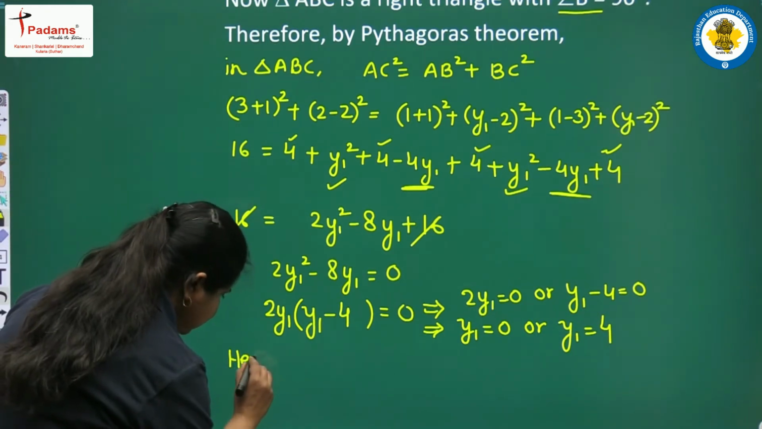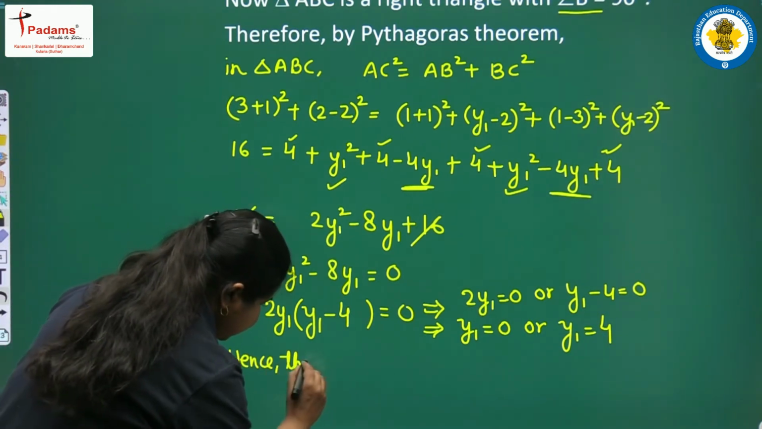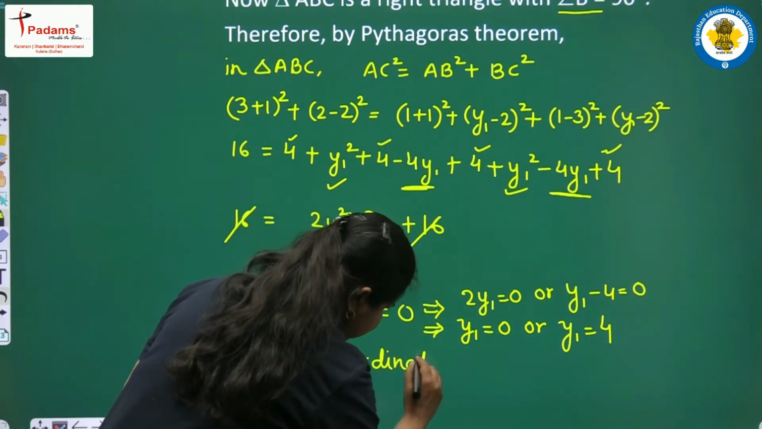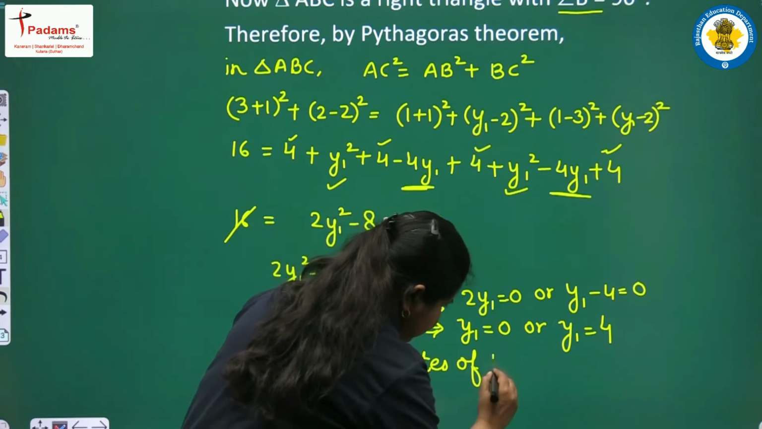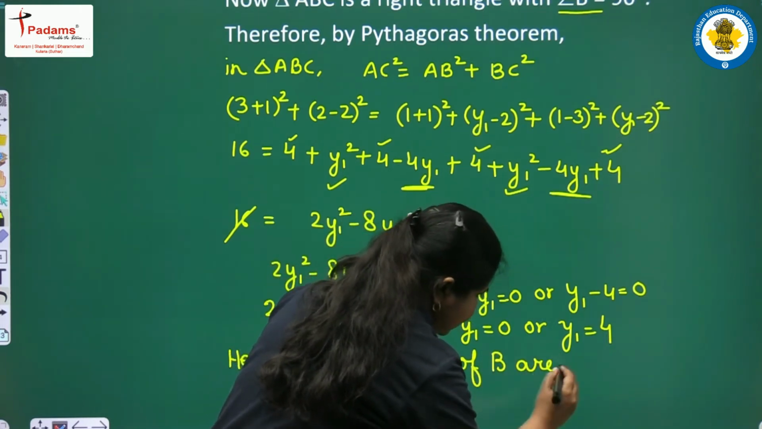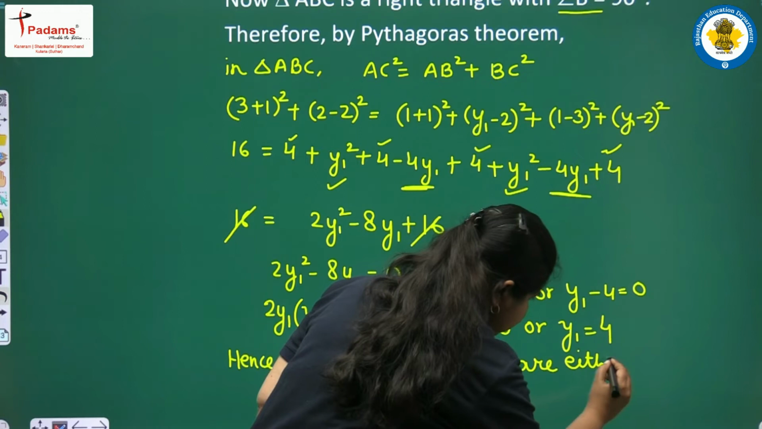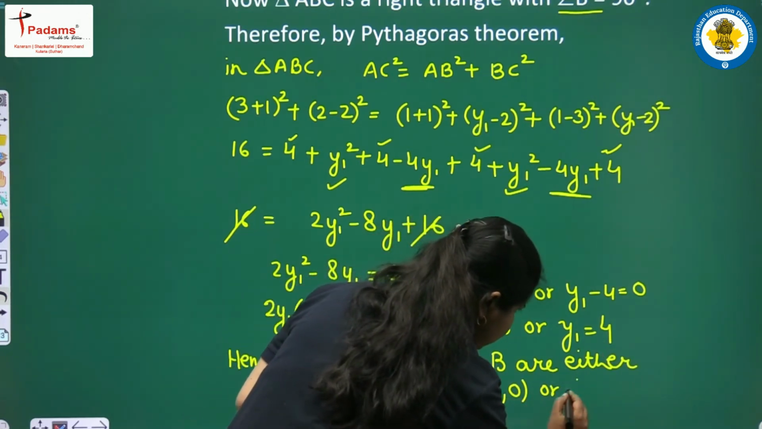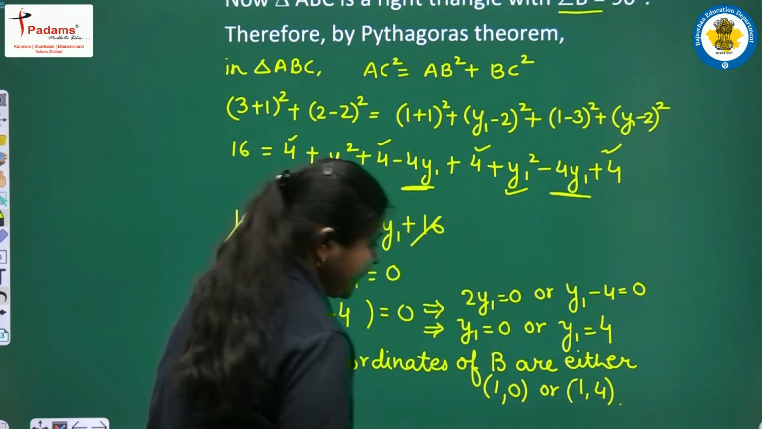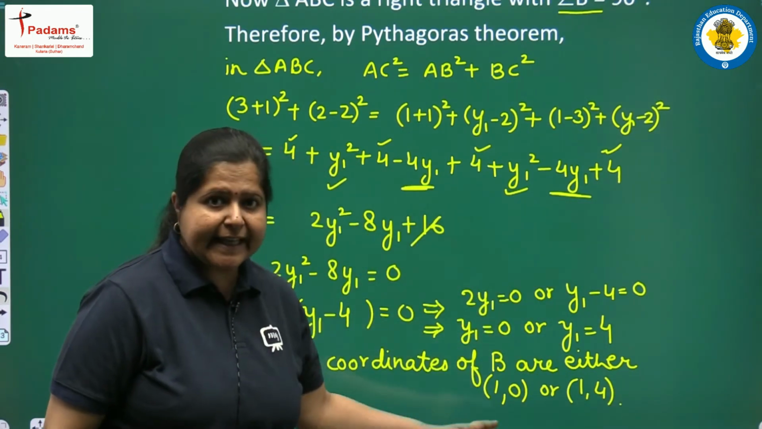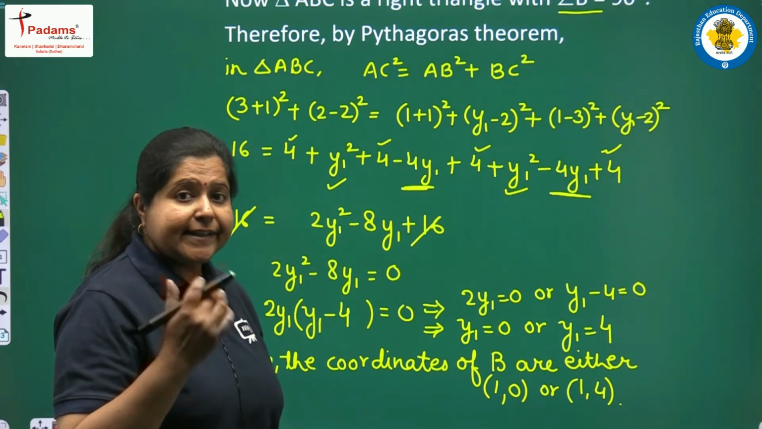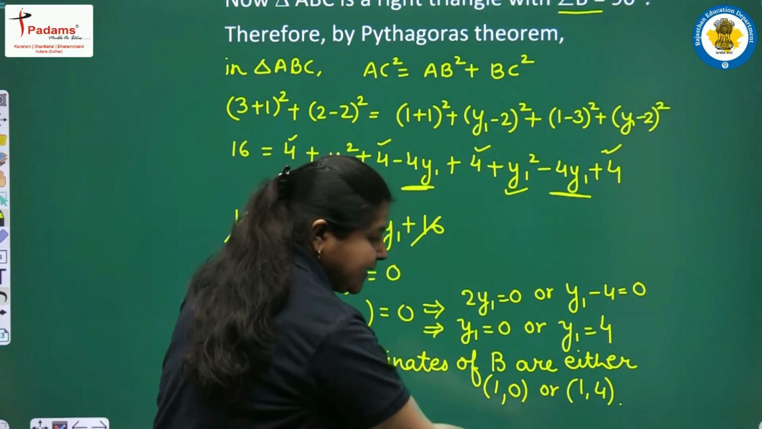Hence the coordinates of point B are either 1, 0 और 1, 4. देखिए आप y1 की 2 वैल्यूज़ निकली हैं, x1 तो हमने पहले निकाल लिया था 1, तो यहाँ पर B के कोऑर्डिनेट्स या तो 1, 0 हो सकते हैं या 1, 4.